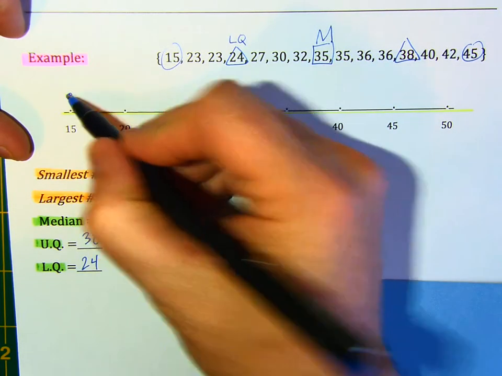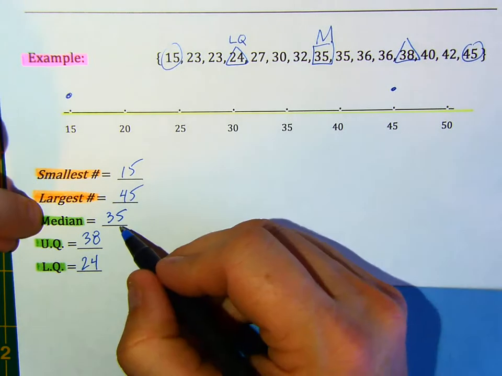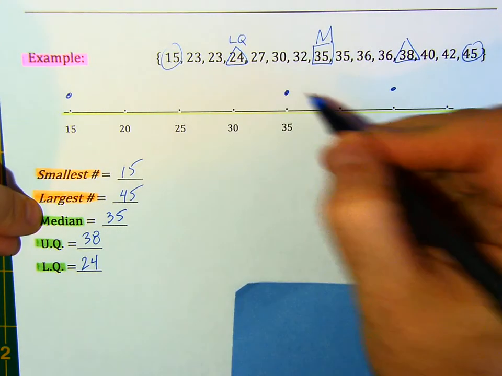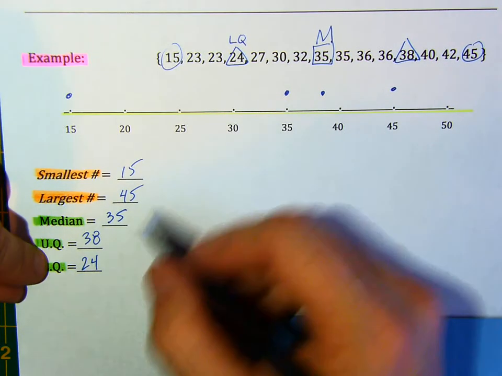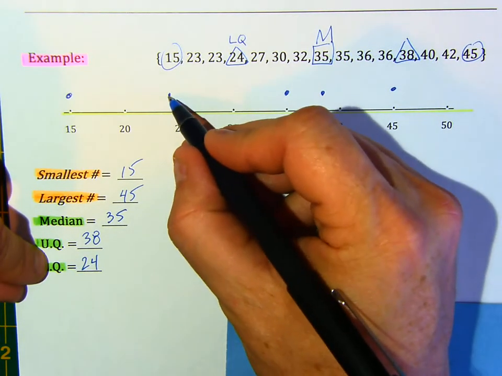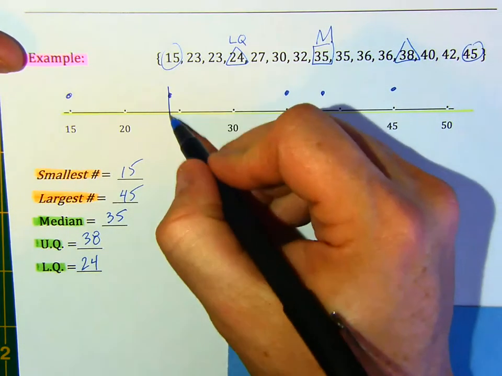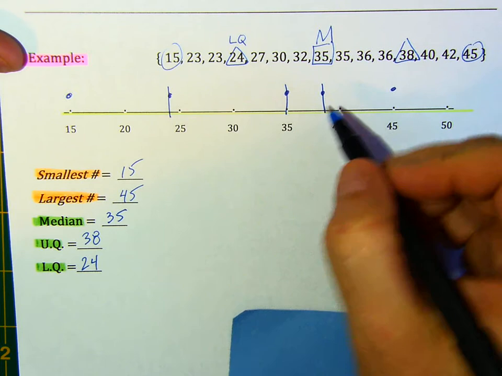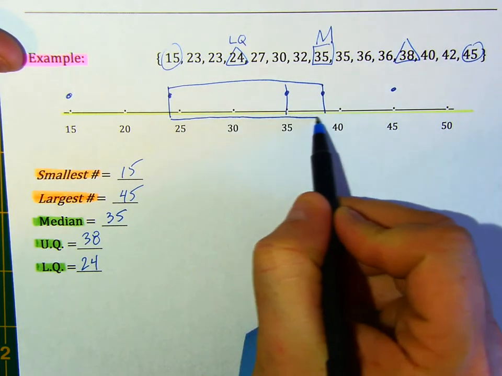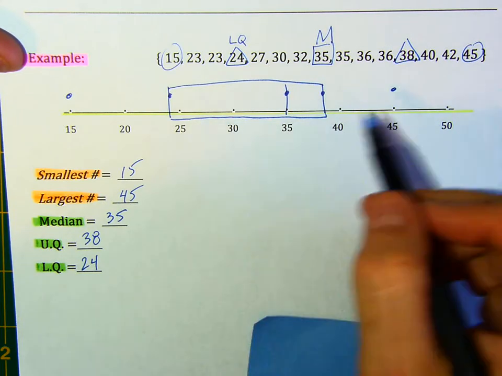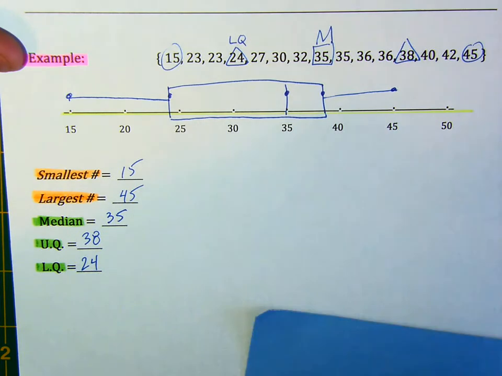15, we'll put a dot there. 45, put a dot there. 35, put a dot there. 38 is somewhere right there. 24 is a little bit less than 25. There are my 5 data points. I didn't write the numbers above them. You can, certainly I would encourage you to. There's my boxes. The 3 numbers in the middle make the boxes, and then the whisker comes off of the side of the box. So it looks like that.